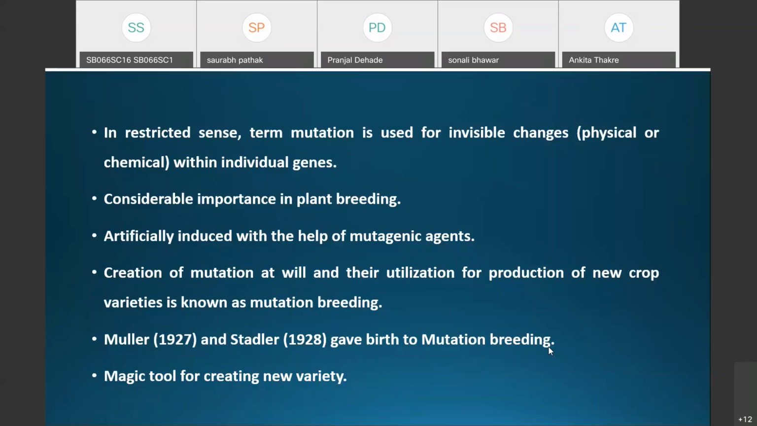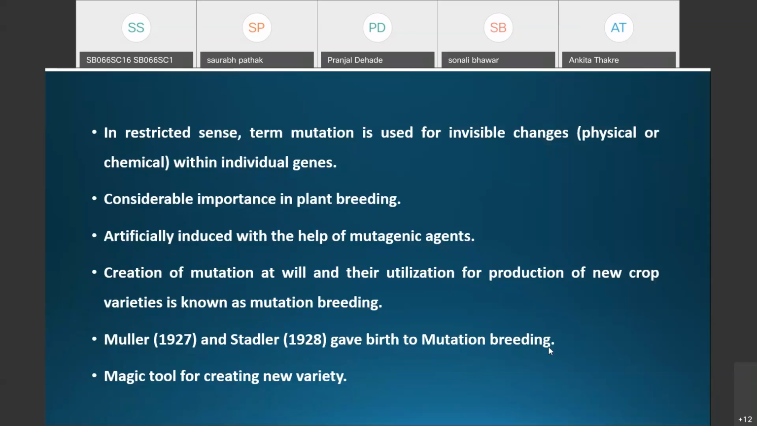Here the mutations are of two types: the spontaneous mutations, which occur naturally, and the induced mutations. These mutations, or sudden heritable changes, can be artificially induced with the help of different types of mutagenic agents. By using these mutagenic agents, the mutations can be artificially induced in the organisms.